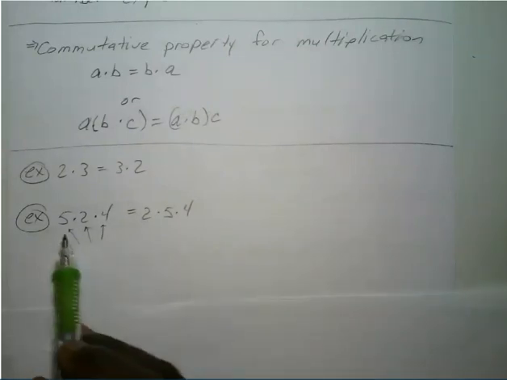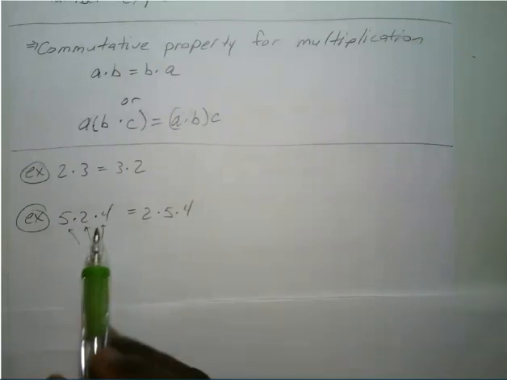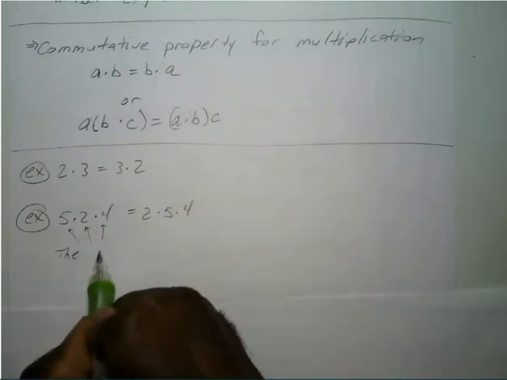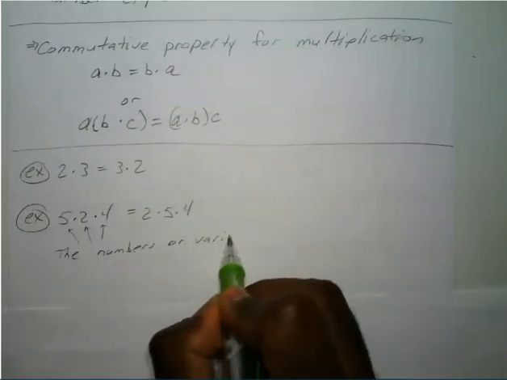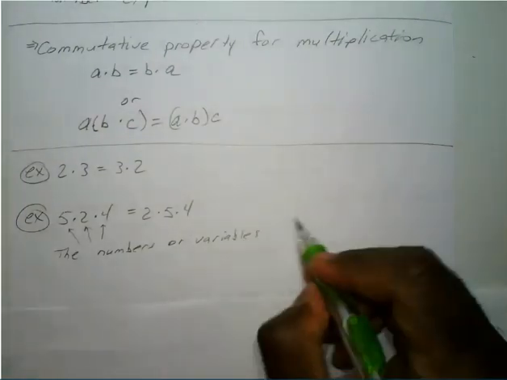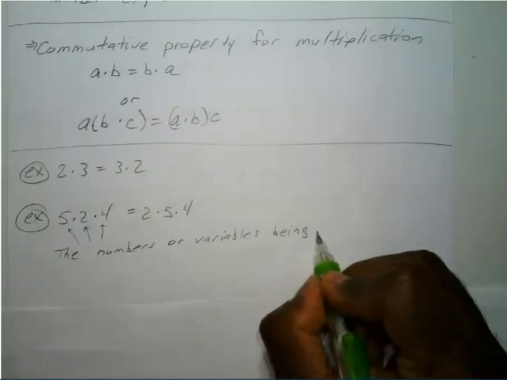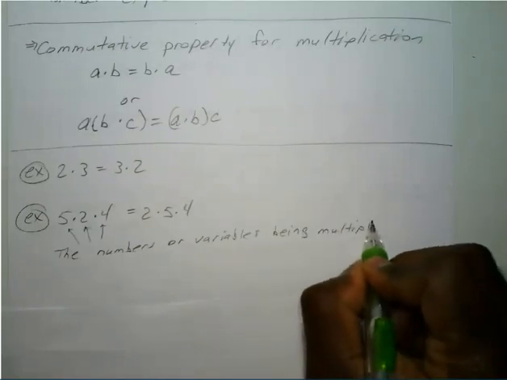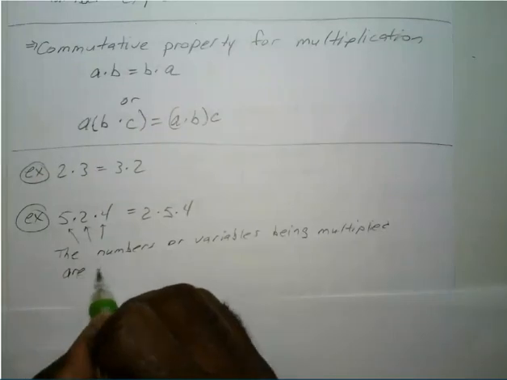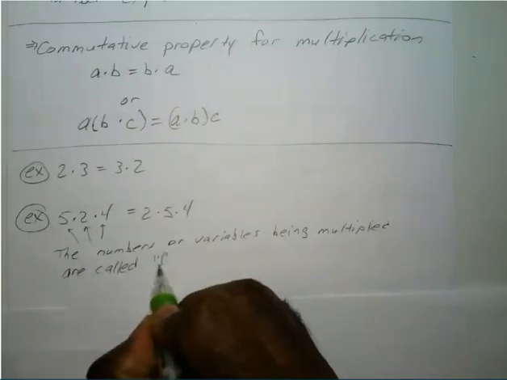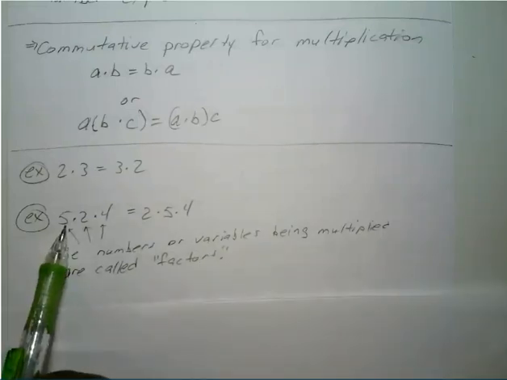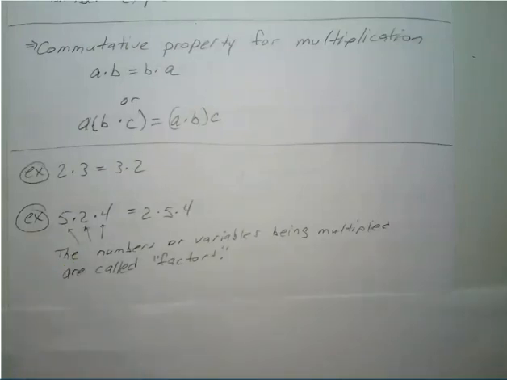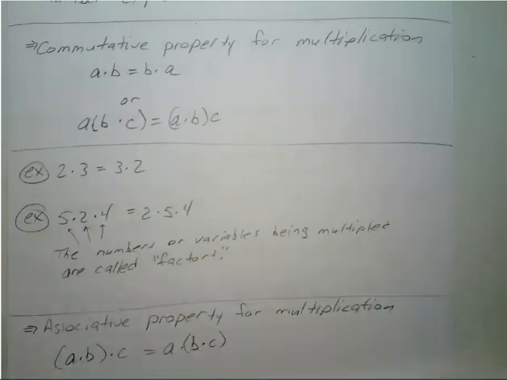Okay, now, the numbers, or in some cases variables, being multiplied are called factors. So in this case, your 5 is a factor, 2 is a factor, and your 4 is a factor. All right, so I'm going to go ahead and move this up a little bit.